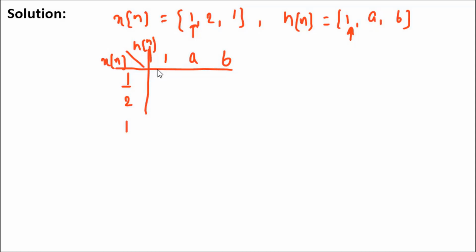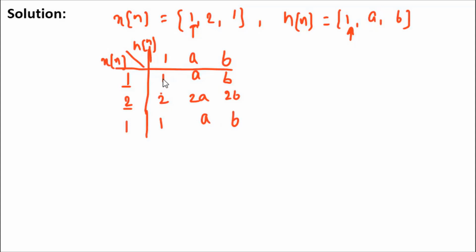Now multiply this 1 by these three and write down the corresponding row in the table. So when you multiply this 1 by 1, a, b, it will become 1, 1 into a becomes a, and this is b. Similarly, when you multiply by 2, then it becomes 2 times 1, that is 2, 2 into a becomes 2a, and the third one, 2 into b, becomes 2b. Similarly, for the third one, it becomes 1, a and b.